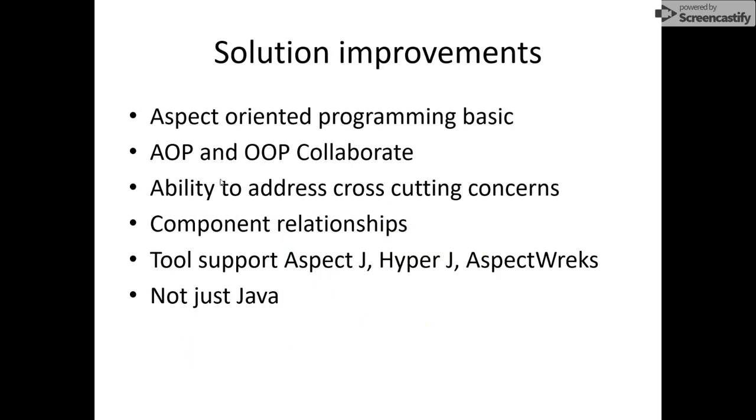Then finally, aspect-oriented programming: basic AOP, OOP, collaborative, with the ability to address cross-cutting concerns and component relationships. The last one is tools like AspectJ, HyperJ, and Aspect-Rex. These are part of the IBM tools, and improvements can be made with AOP and OOP collaboration, object-oriented programming. These are programming languages with the ability to collaborate, aspect-oriented programming, AOP, with tool support like AspectJ and HyperJ, which will help.